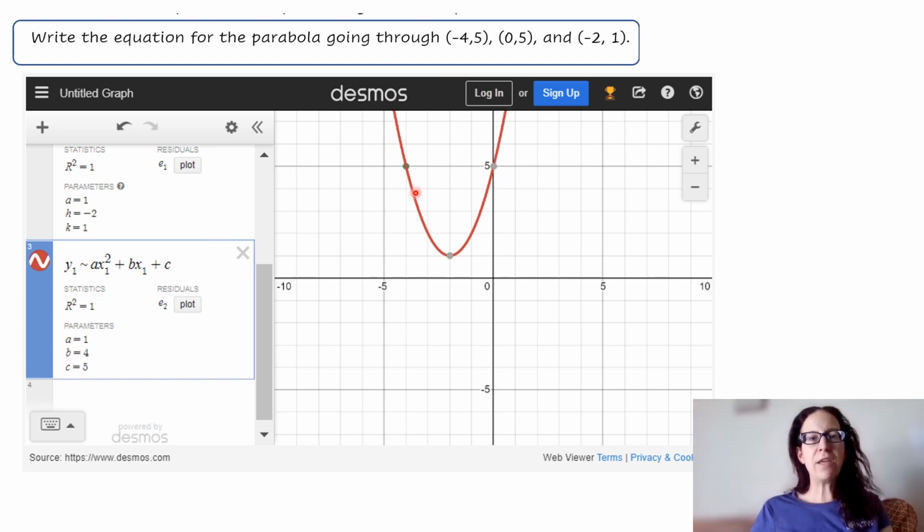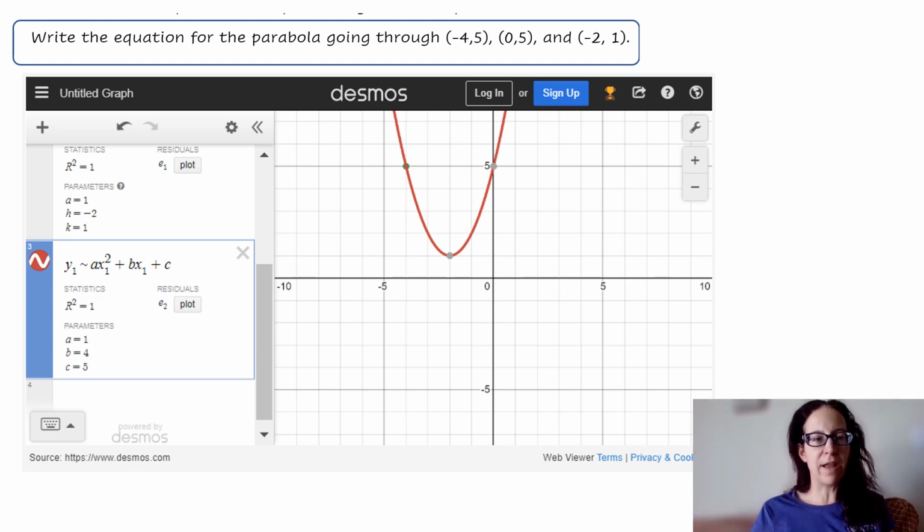Write the equation for the parabola going through this. Now, there are different ways to do this, but the way I am going to review it in this PowerPoint is by doing that regression. That is the best way to do it. So clicking that plus sign, going to the table, and plugging in the points.